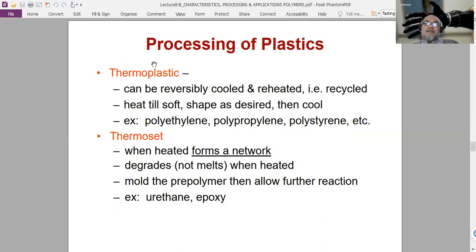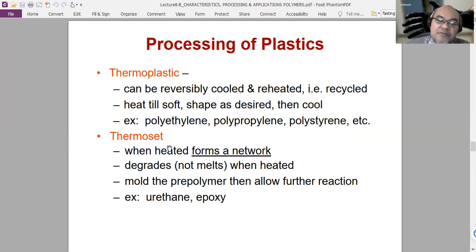How to process the plastics? Thermoplastic polymers are quite processable using heat. They can be reversibly cooled and reheated. The heat will make the material soften, so that we can form it into the shape we like, to be a cup, a bucket or whatever, and then we can cool it down. Examples of polymers that can be processed like this are polyethylene, polypropylene, and polystyrene.